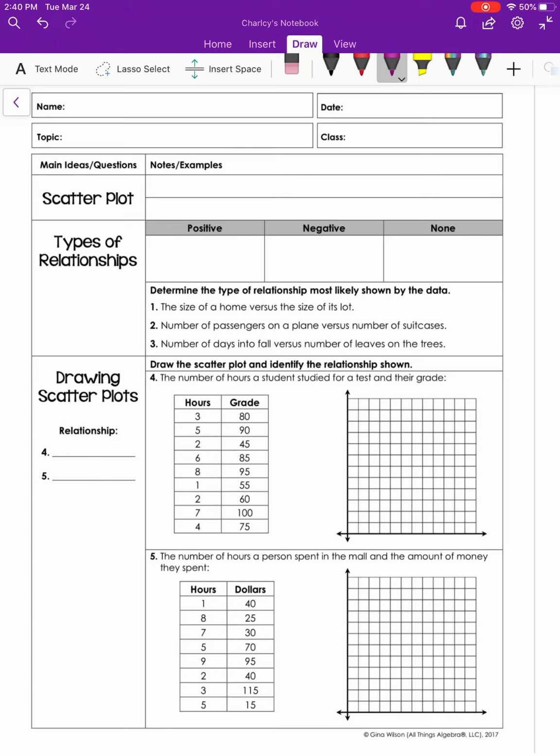So what a scatter plot is, if you remember, is simply a graph that shows a relationship between two sets of data, okay? So it is just used to show a relationship between two sets of data. And then if you recall, there are 3 types of relationships with scatter plots, and you guys are really good at picking out these relationships.